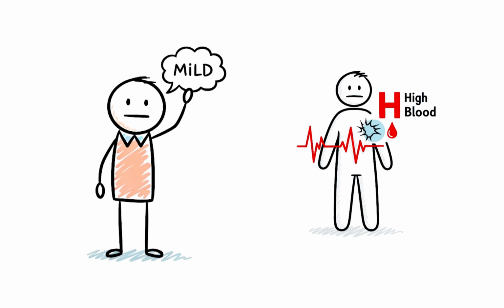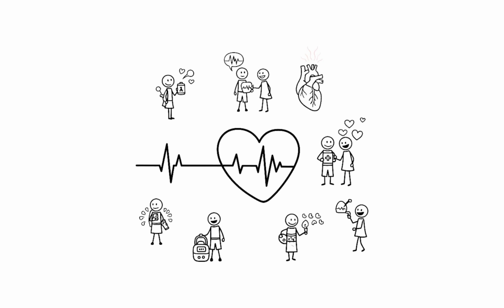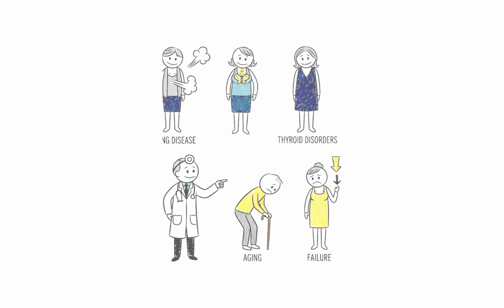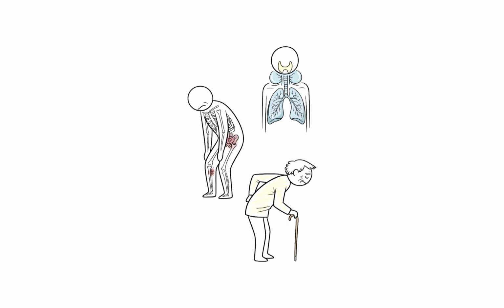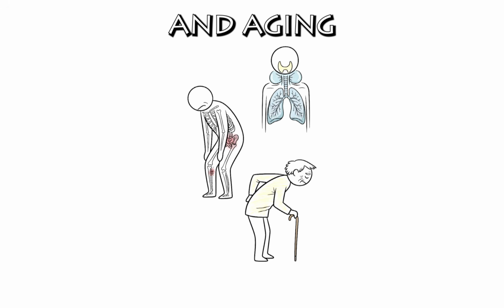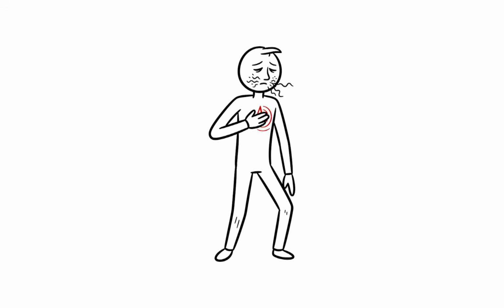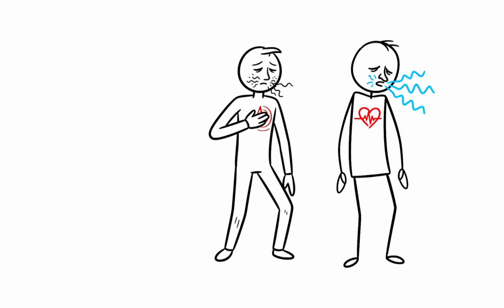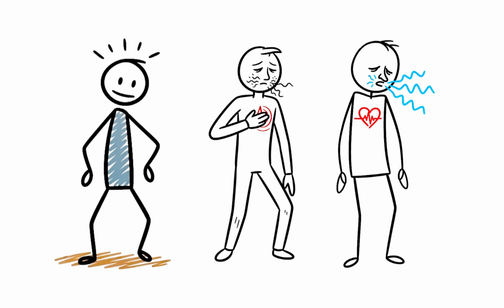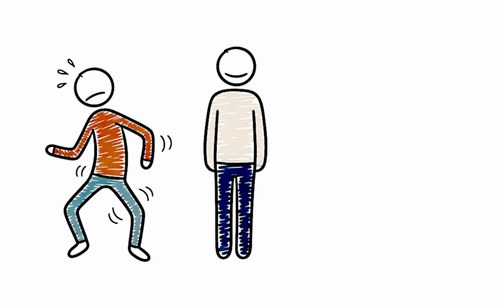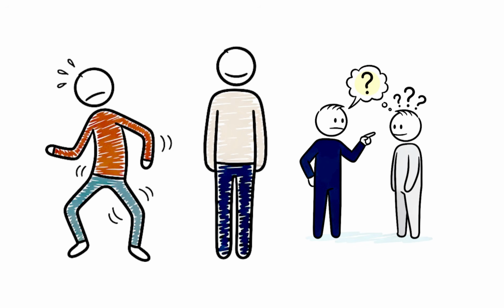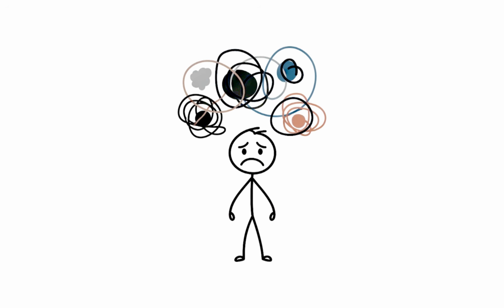Atrial fibrillation can be triggered by high blood pressure, coronary artery disease, heart valve disorders, heart failure, lung disease, thyroid disorders, and aging. Some people experience palpitations, shortness of breath, fatigue, or dizziness, while others may have no noticeable symptoms and remain unaware of the condition until complications develop.